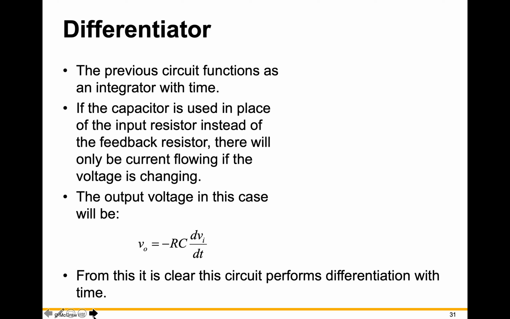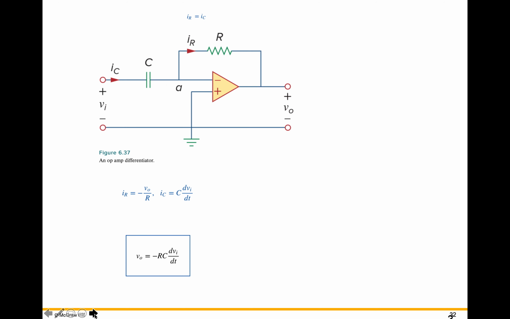We can also build a differentiator. In the case of the differentiator, you just flip where the capacitor is placed, so in this example the capacitor is placed where the input resistor occurs, and so it's a little more straightforward derivation. You have the capacitor here, so in this case your input current is C dV dt. Your current through your resistor is minus V naught over R. You set those equal and you find that the output takes the derivative of the input.